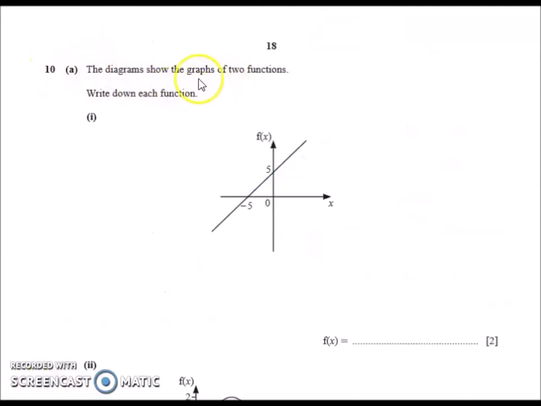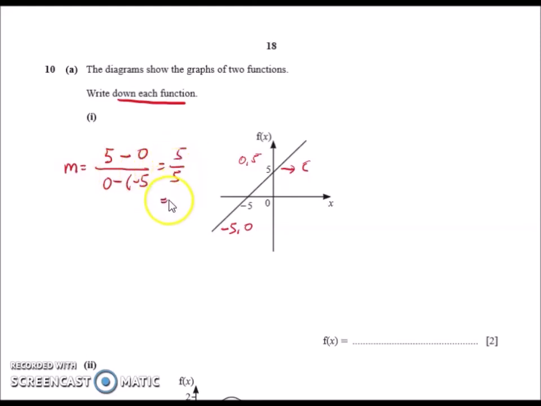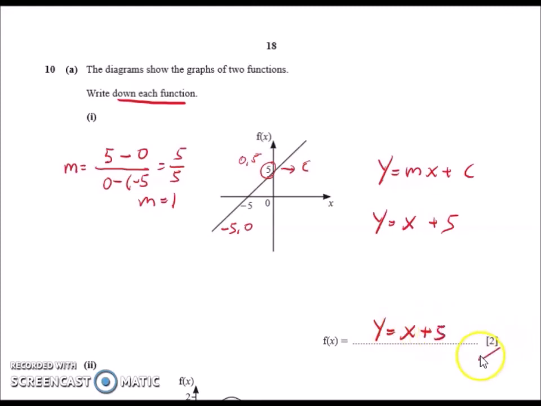For question number 10, it shows two functions. Write down each function. So we can get the c over here. c is 5, and we have to find the gradient. Here is negative 5, 0, and here is 0, 5. To find the gradient, 5 minus 0, over 0 minus negative 5. So we are getting 5 divided by 5, so 1 as the gradient. So y equals mx plus c, with 1 as the gradient, just put the x, and the c value is 5. So this is the equation here, guys. It's kind of easy, so you got your 2 marks.